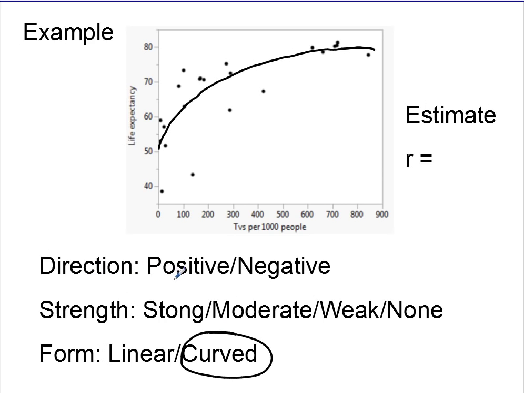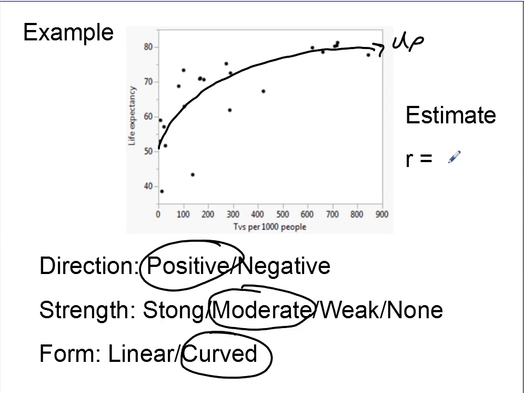The direction is definitely going up, right? It's going up. So it is a positive direction. Would we say that the points are all very close to this curve? Kind of close, or very weak and very far away? I would probably say that there are quite a few points that are pretty close to this approximate curve. So I would say that it has a moderate strength. Yes, you have these outliers, but a lot of the points are relatively close to my approximation.